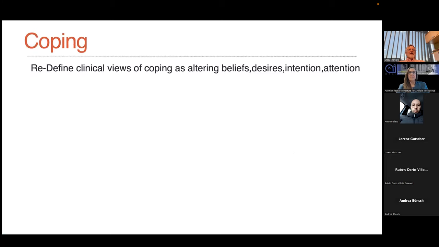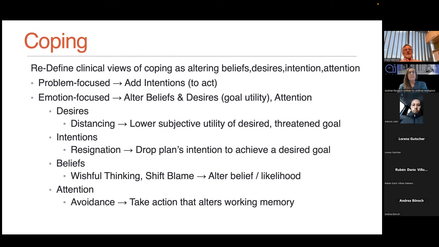Now, coping gets a little bit more interesting because now we have this whole notion of not only problem-focused coping, which is the standard planning notion of taking actions in the world, but we have this emotion-focused coping that's basically saying you can alter the subjective utility of some goal. You can say this goal is not that important. So it can change its representations of goals in terms of whether they're important or not. It can just give up the intention to achieve a desired goal. Wishful thinking argues that you can alter beliefs or the likelihood of events. And avoidance is that you can take action that alters working memory.